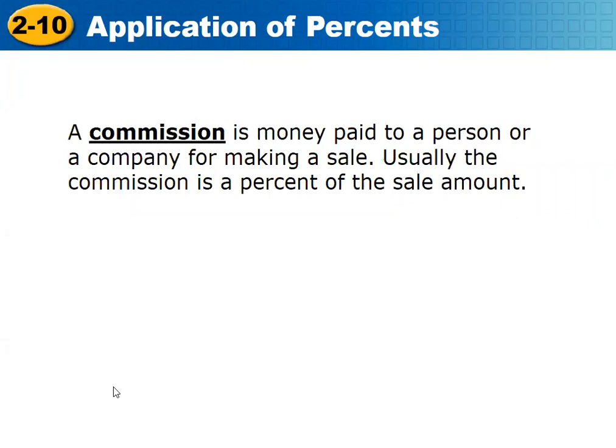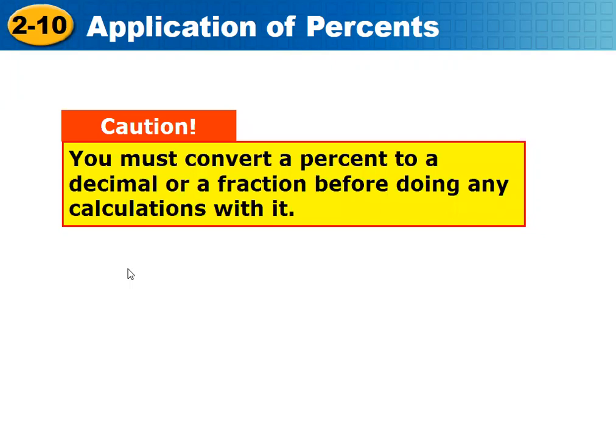A commission. A commission is the money paid to a person or a company. So the commission, we can pay it to a person or a company for making a sale. So it's like something to encourage the person or the company to work for sales. Usually, the commission is a percent of the sale amount. Let me show you how you are going to calculate it.